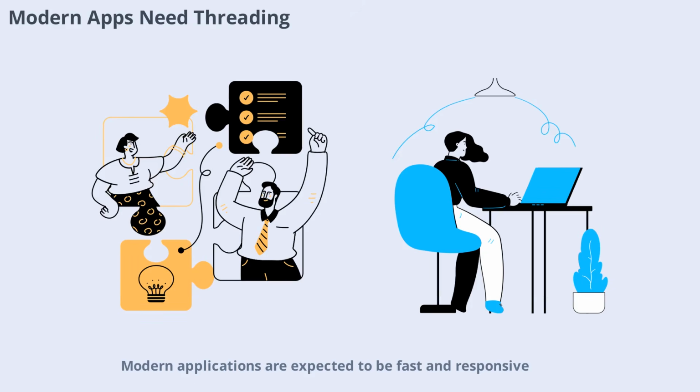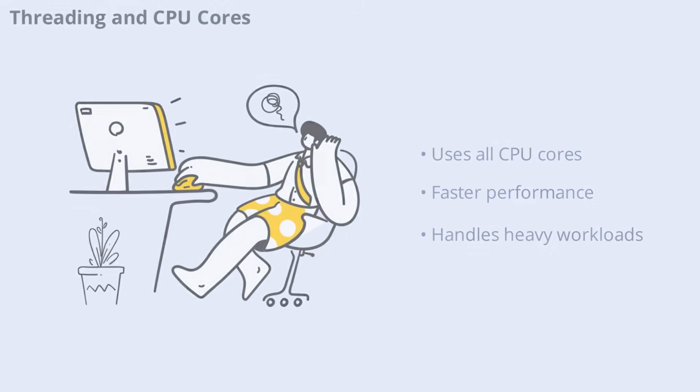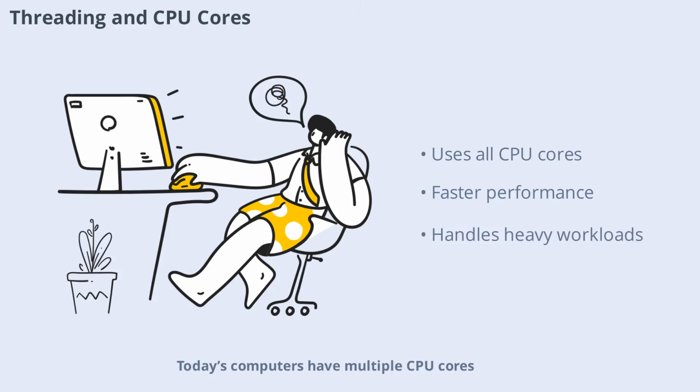Modern applications are expected to be fast and responsive. Users want to interact with your app at any time, even when it's busy processing data. Threading is what makes this possible, allowing background tasks to run without blocking the user interface. Today's computers have multiple CPU cores. Threading lets your program use all of them, running different threads on different cores at the same time. This boosts performance and makes your application feel much faster, especially when handling heavy workloads.